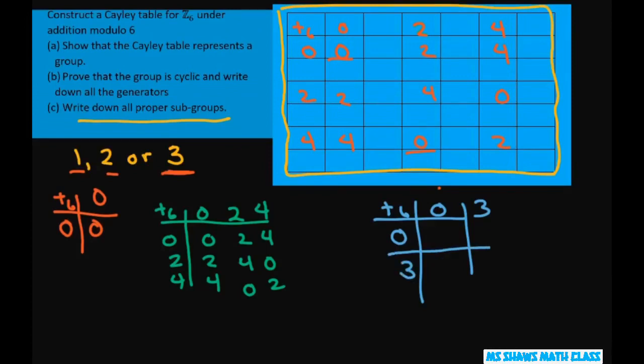And another group we have is addition modulo 6 on 0 and 3. So for 0 and 3, we have 0, 3, and 3, 0. So this one would be 0, 3 in the first row, and 3, 0 in the second. All right. So that's closed. This group is closed, and it follows all the restrictions we need for it to be a group.